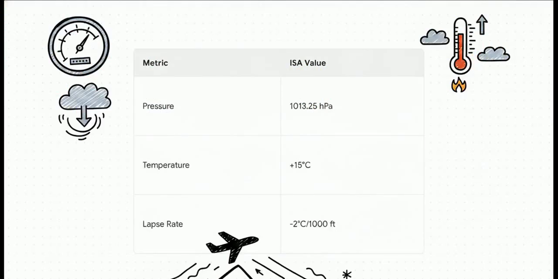Now check this out, because these three specific data points form the absolute foundation of your altimeter's brain. In this perfect ISA world, the sea level pressure is exactly 1013.25 hectopascals. The temperature down at sea level is a pleasant 15 degrees Celsius, and as you climb, the temperature drops by a highly predictable 2 degrees Celsius for every 1,000 feet you go up. We call that specific drop the temperature lapse rate. Every single barometric altimeter in the world is calibrated to this exact table.